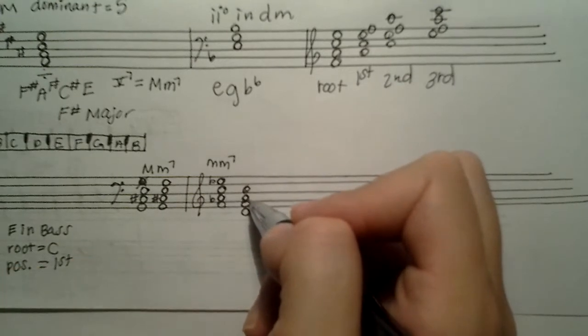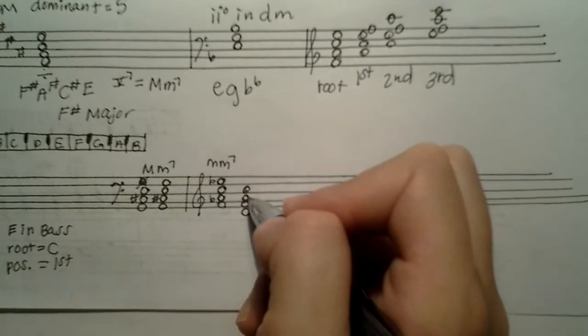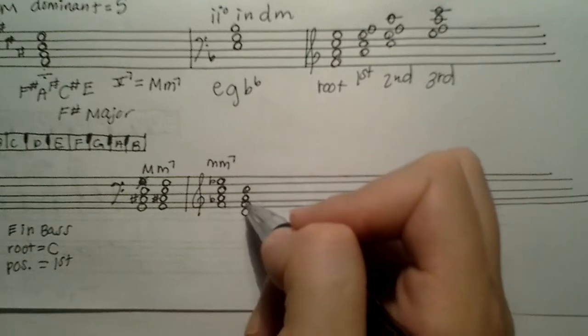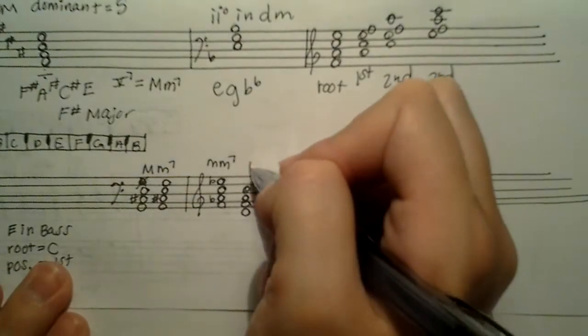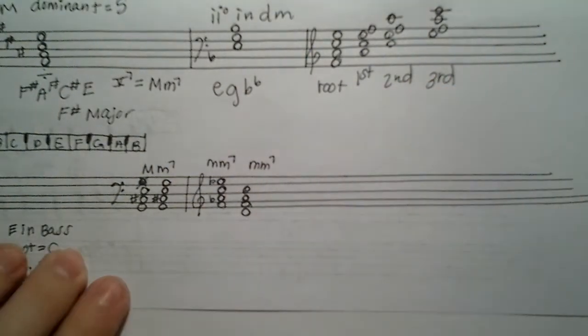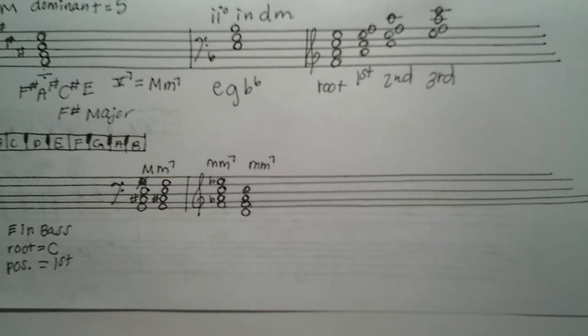Then we need to check our seventh. A to C is a minor third. So this would also be a minor 7. Now don't worry, for the ones that are posted on the exam, there is only one answer. But I wanted to show you the different options that you can go through to make these chords.